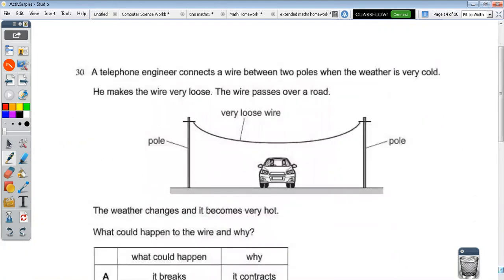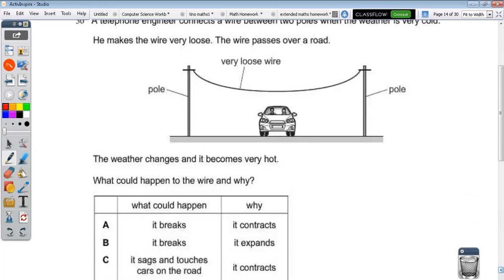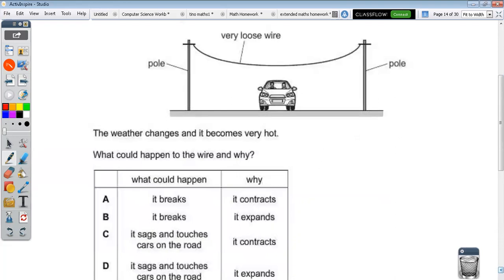Now the next one. A telephone engineer connects a wire between two poles when the weather is very cold. He makes the wire loose. This wire passes over the road. The weather changes and becomes very hot. What could happen to the wire and why? When it becomes hot, particles in the wire gain what? Kinetic energy. When temperature increases, we always talk of expansion, not contraction. It expands. So we can't talk of contraction. So what's the answer? D. The obvious answer, D. It contracts. Are we together?